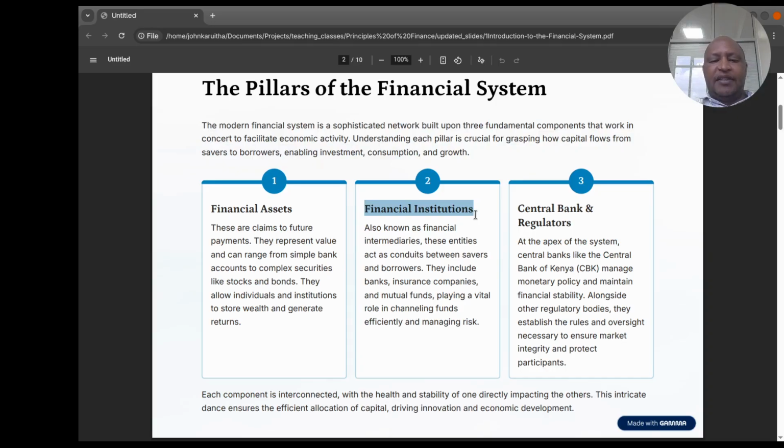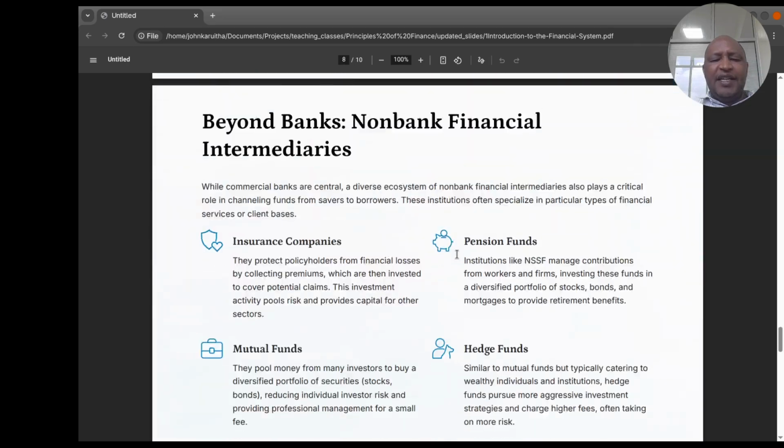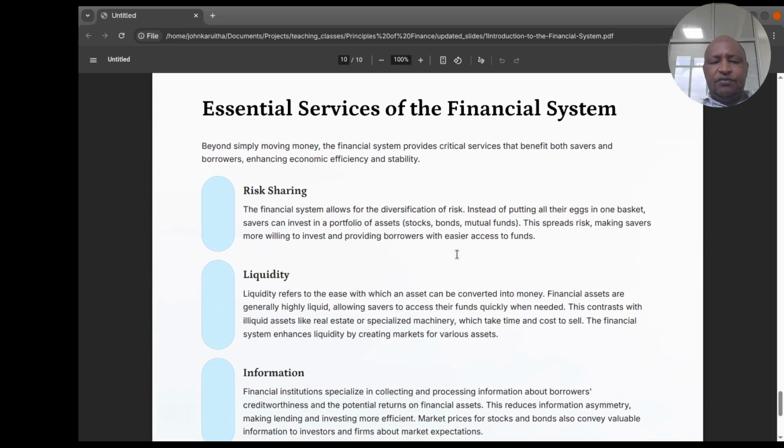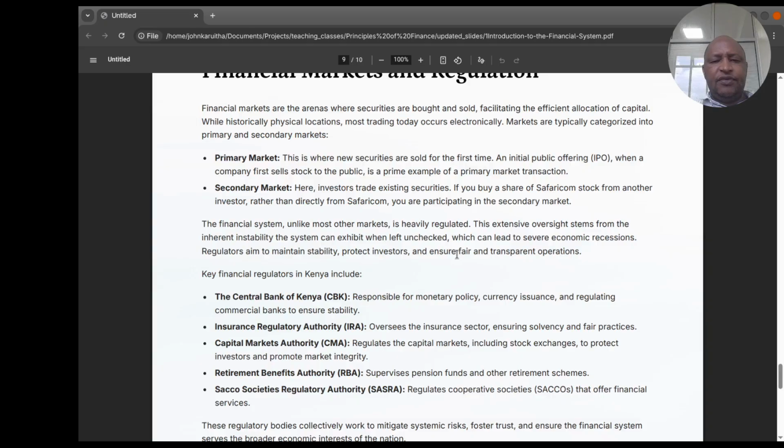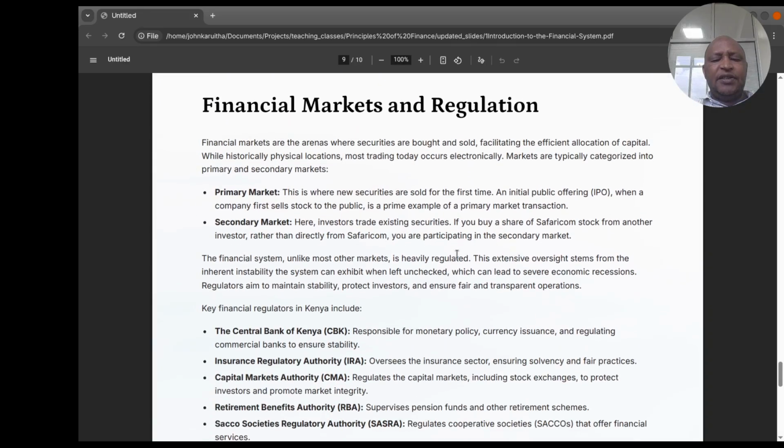Then we have financial markets. Examples of financial markets include the Nairobi Securities Exchange, over-the-counter markets like the foreign exchange market. We are going to look at them in more detail. Lastly, we are going to look at the regulators. In Kenya, it is the government that does most of the regulation. And we have to be careful to know how much is too much regulation, how much is too little regulation.